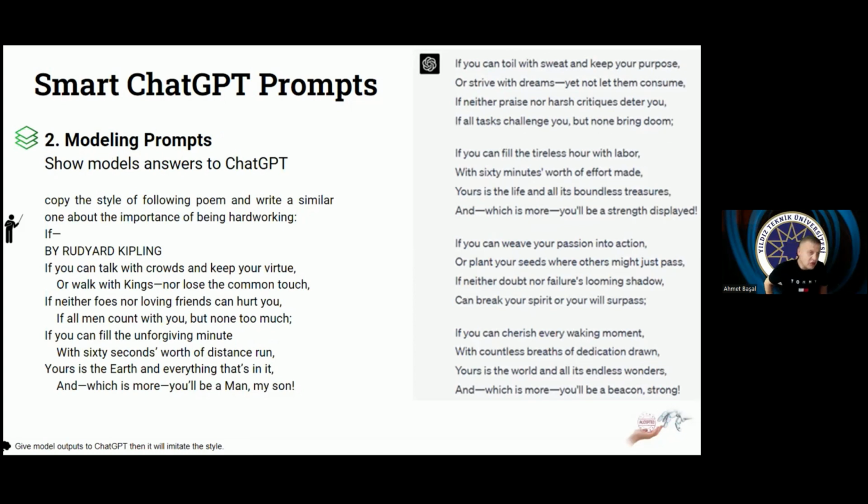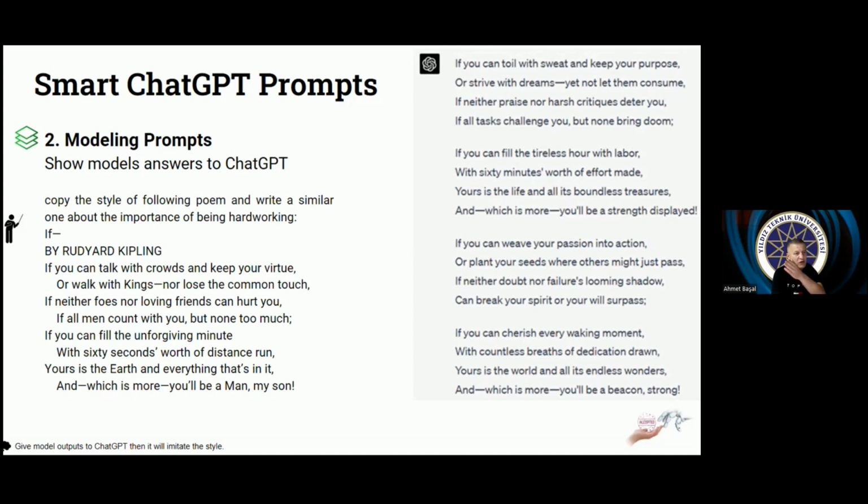Here, you see on the left side of the screen, there is the prompt. Copy the style of the following poem and write a similar one about the importance of being hardworking. And I gave the model poem to ChatGPT by Rudyard Kipling.